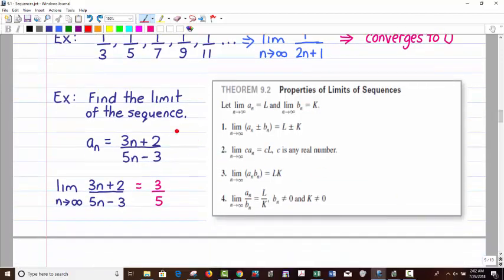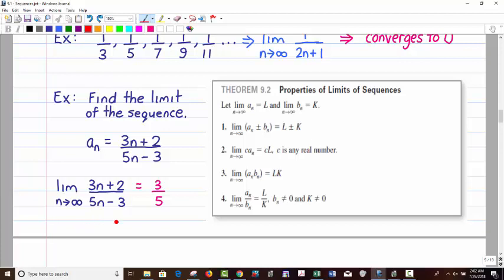Let's look at this one. Find the limit of this sequence: a_n equals 3n plus 2 over 5n minus 3. So there we go. Now, yeah, you could use L'Hopital's rule here, but you can use some basic methods from Cal 1 also to do it, because we're not looking for the formal process on this or anything.